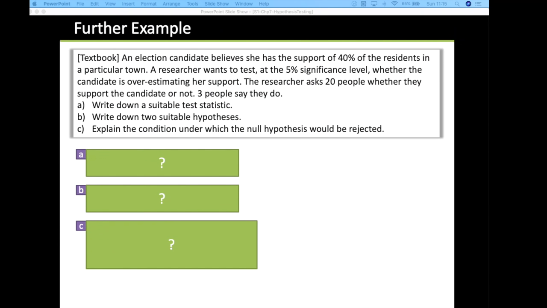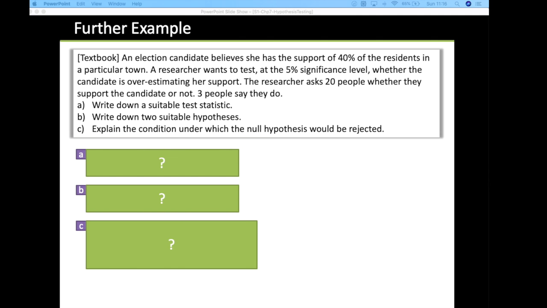An election candidate believes that she has the support of 40% of the residents in her particular town. A researcher wants to test at 5% significance level whether the candidate is overestimating her support. The researcher asks 20 people whether they support the candidate or not. 3 people say that they do. Write down a suitable test statistic. Write down 2 suitable hypotheses and explain the condition under which the null hypothesis would be rejected.